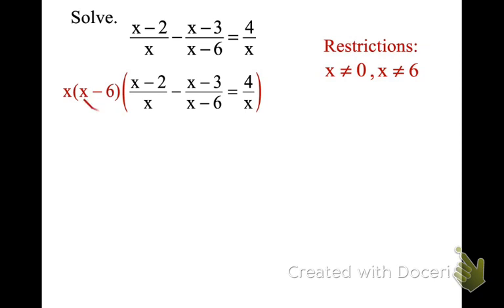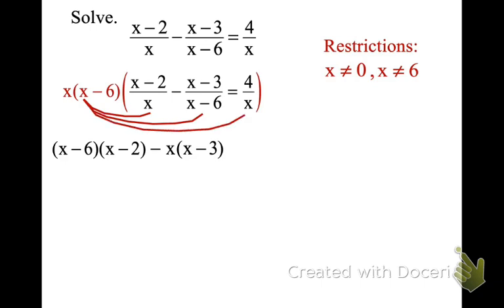Sorry, I'm distributing on the first one. The x's cancel, so we get x minus 6 times x minus 2. The second one, the x minus 6 cancels, so we are left with minus x times x minus 3. The third one is, the x's cancel, so it's 4 times x minus 6. Now, we have to FOIL that.